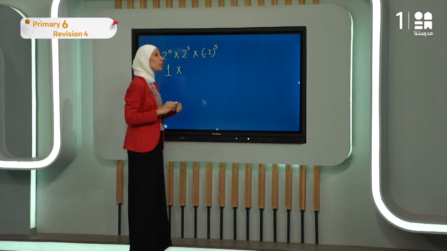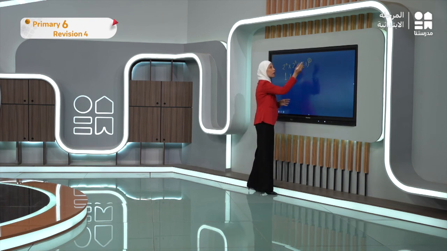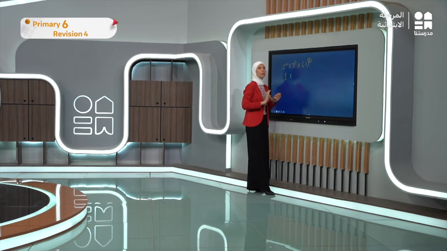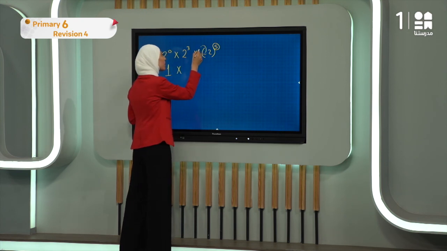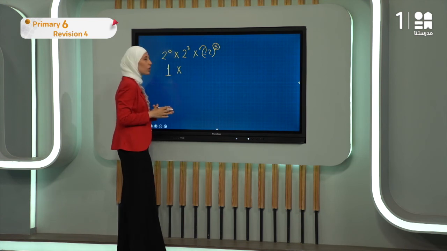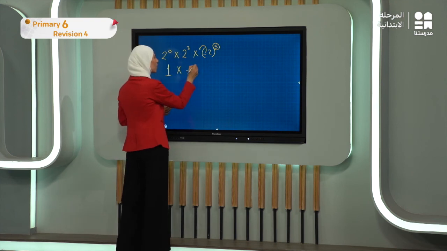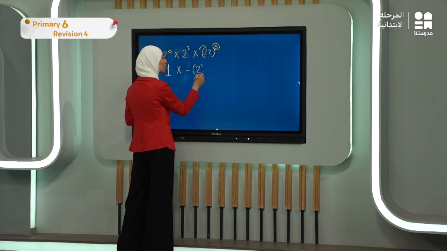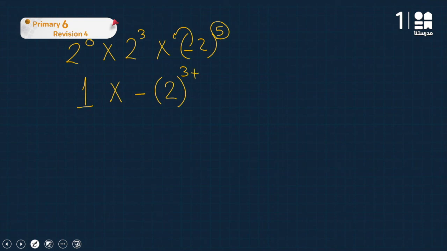طيب what am I supposed to do? Look to the power. لو ال power even يبقى ال negative will be cancelled. لكن لو ال power odd I will keep the negative as it is. طيب هنا ال power عندي 5. ال 5 it's odd power, so I will keep the negative. طب what am I supposed to do in this case to make the two bases equal? I am going to make the negative outside the bracket to make the two bases positive 2, so I can add my powers. So I will make a negative outside, taking one base of the 2. Then I will add 3 plus 5.